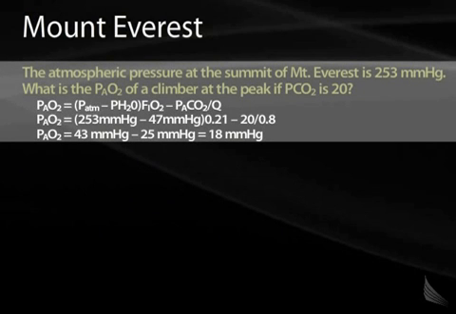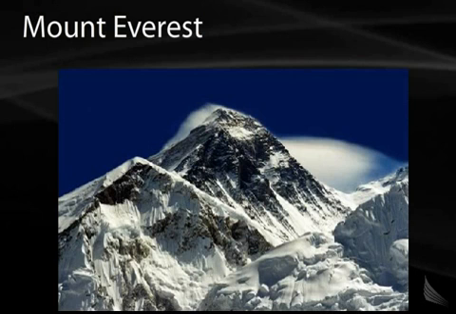Let's do this example on Mount Everest. We said the atmospheric pressure was 253 millimeters of mercury. What would the alveolar PaO2 be if a climber had a PCO2 of 20? 253 minus 47, times 21%, minus 20 divided by 0.8. That climber would have an alveolar oxygen of 18 millimeters of mercury. Remember, normally our alveolar oxygen is 100.